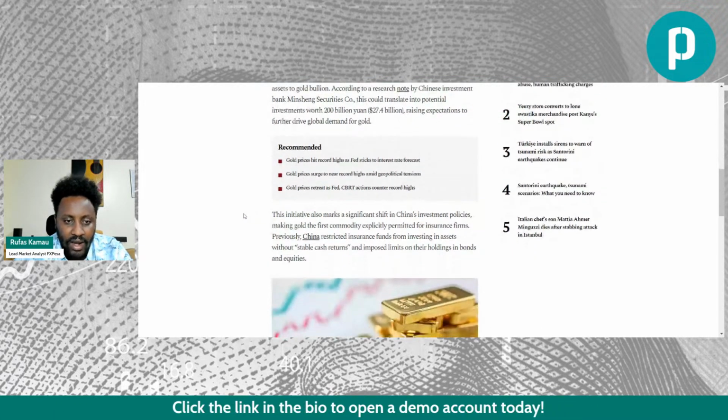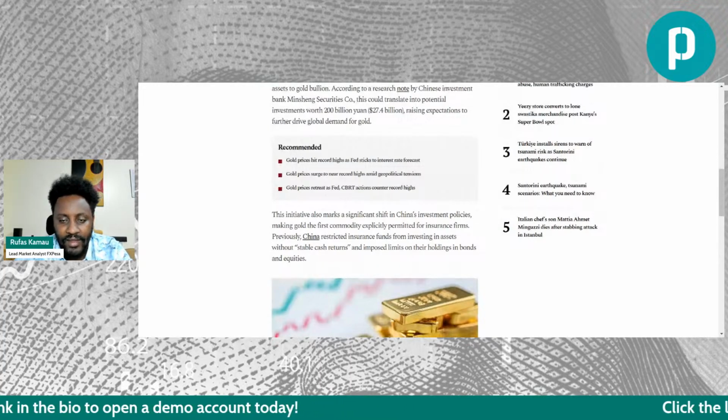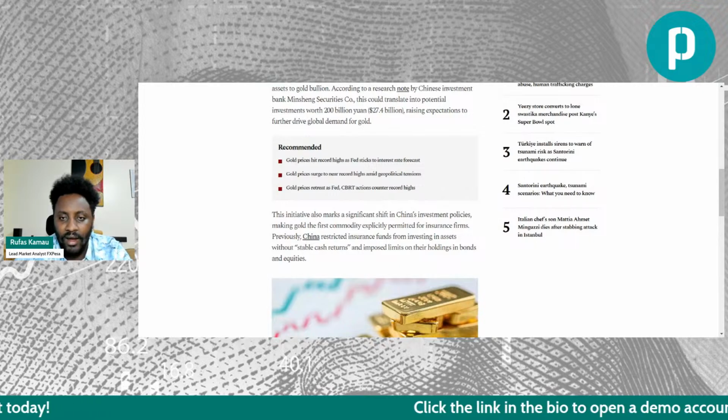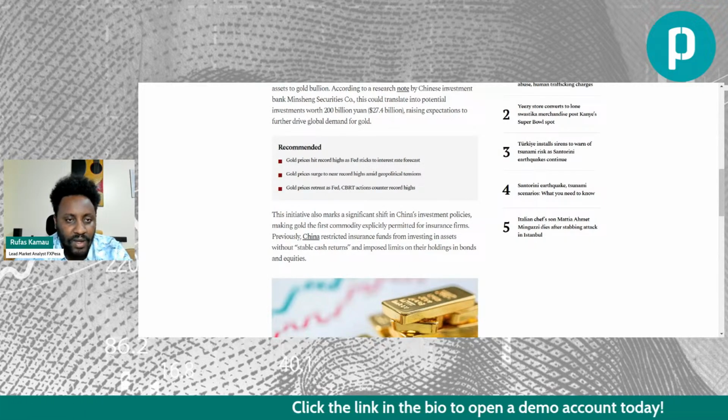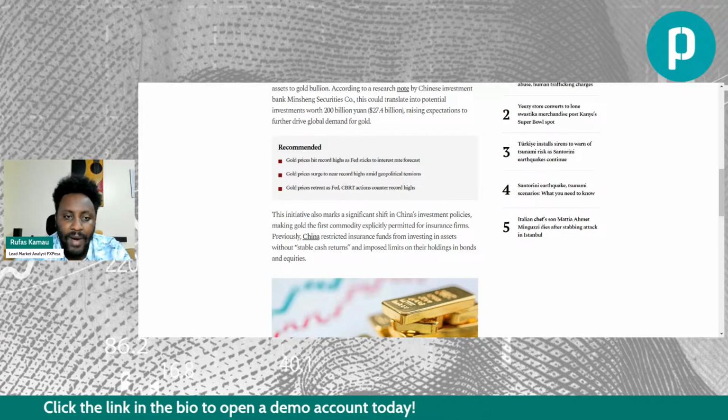So clearly, besides the People's Bank of China buying gold for the third consecutive month, we are also seeing now insurance companies joining in the rush to buy more gold. And at the same time, we know that there has been a bank run on the UK.